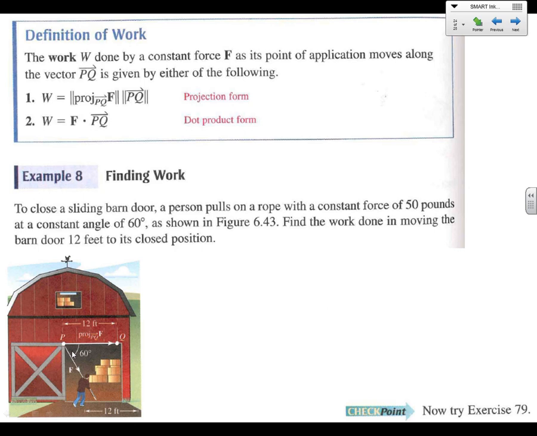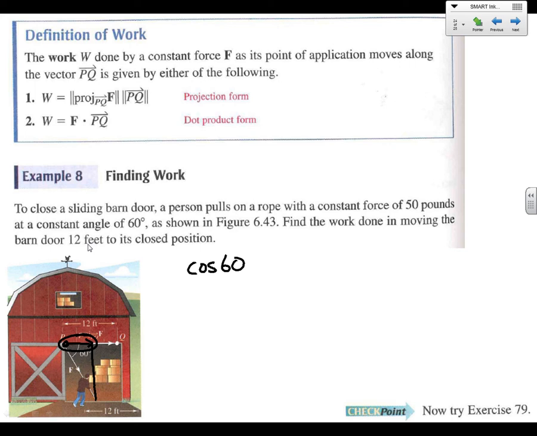And we've got a barn door, and this person attaches a rope at the top, pulls down at 60 degrees. He's pulling on it with a force of 50 pounds, all right? And we want to find the work done in moving the barn door 12 feet here. All right, so this is actually more straightforward than it seems, because what we want to do here is find the cosine of 60, which would give us this distance right here.